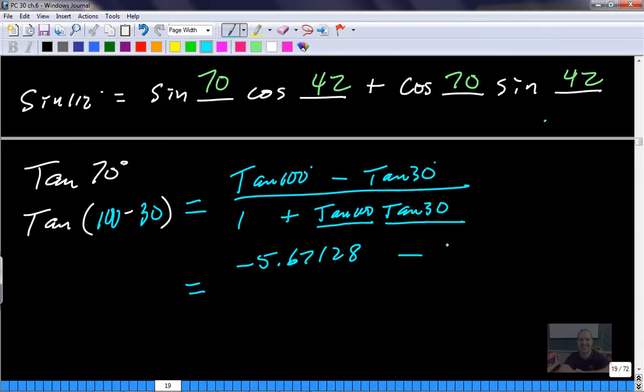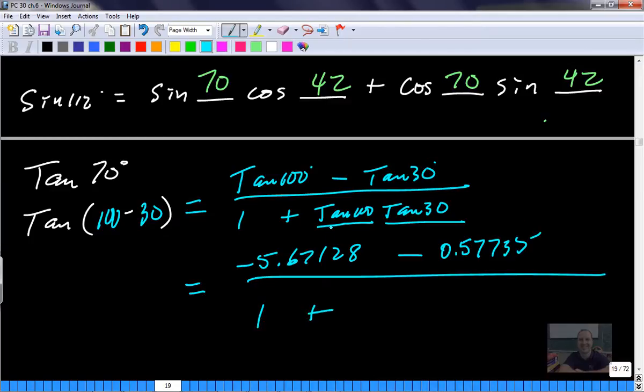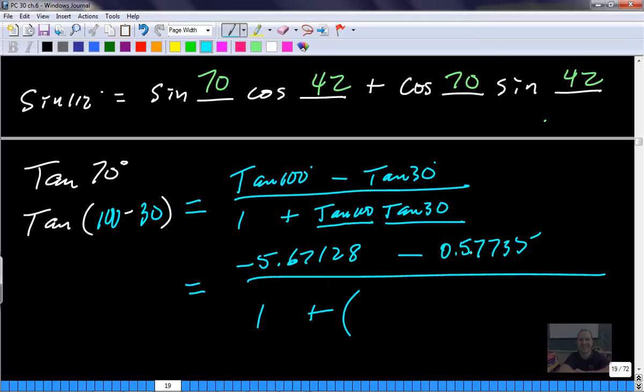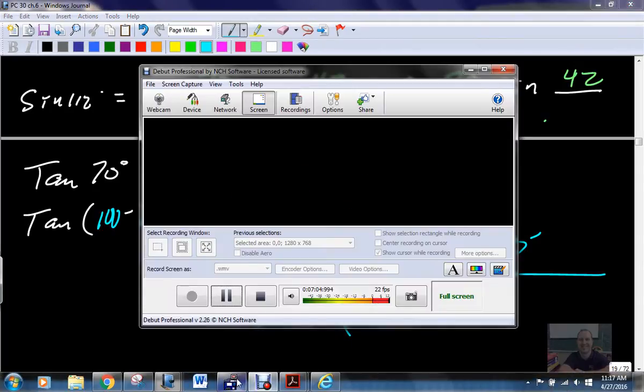Sorry, 1.5? 0.57735? Okay, is that good with that? All right, good. And then 1 plus. Okay, now we've got to multiply these two together, I guess. Right? So 1 plus. Now this is going to be a negative. Looks like. This was positive, right, Danny? 0.5. That was positive. Yeah. Okay. So what's the product of those two?